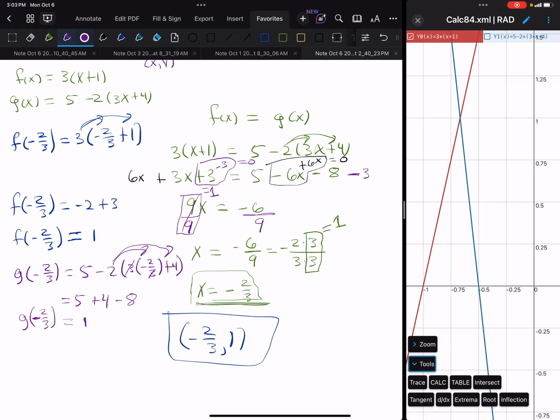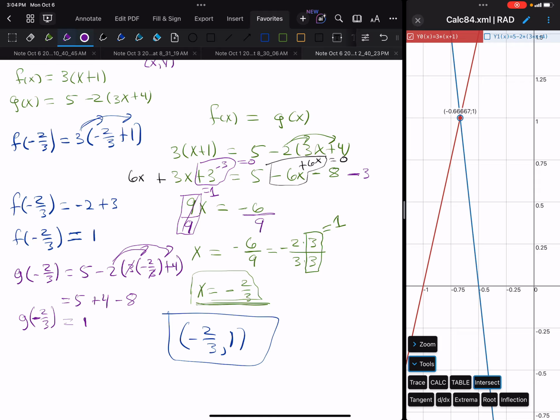What else could I do here? There's a button called intersection here. And from my intersection, it just automatically calculated that the intersection between these 2 lines is at negative 0.6 repeating, because it's all 6s and a 7 at the end. And then comma 1, which goes along with negative 2/3, and then comma 1.